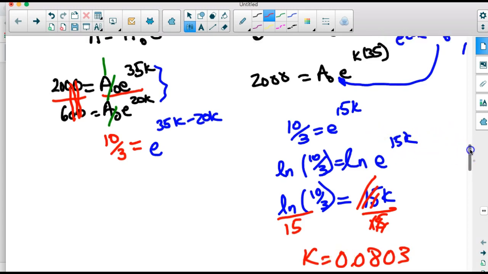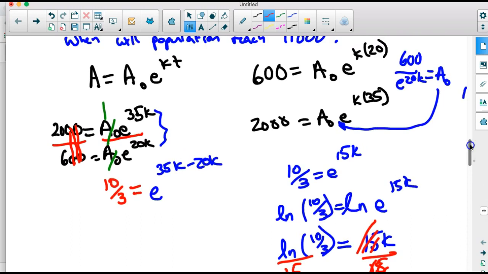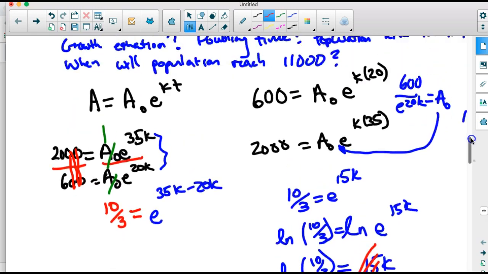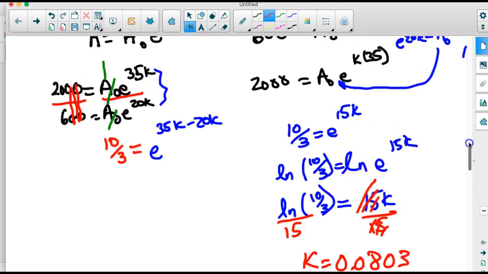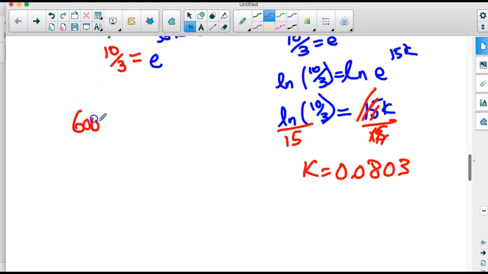So now that I have that, we have an equation. Actually, I don't quite have the equation yet because we need to find out what a sub 0 is. Since I solved this one up here for a sub 0 using my old method, we can then plug it back in. Or you can take this number and plug it back in right here and find a sub 0. So I'm going to take my 600 equation, which was 600 equals a sub 0 e to the 20k, and I'm going to put in the k value of 0.0803. I'm going to compute this value, and then we're going to divide by that.